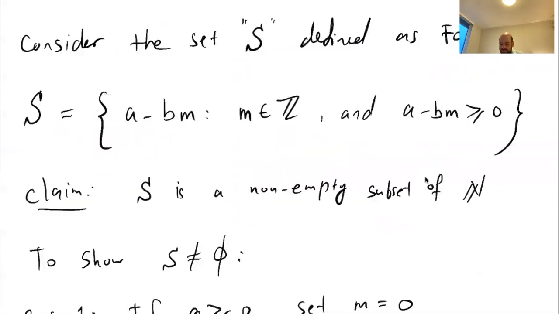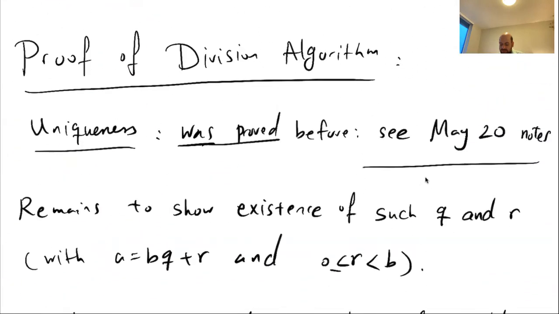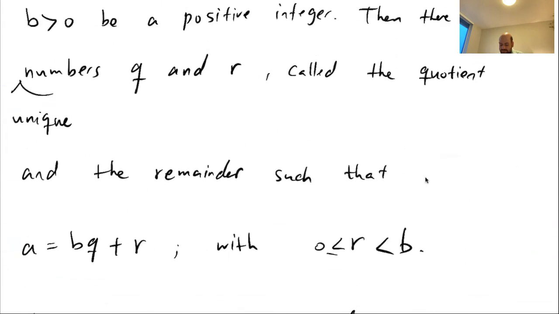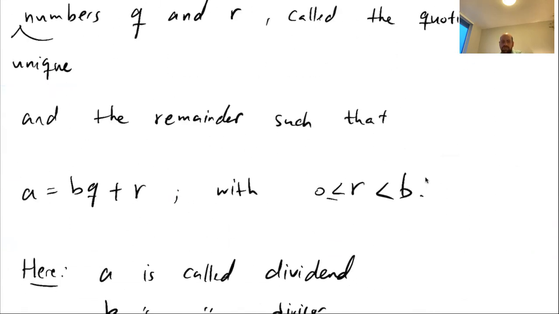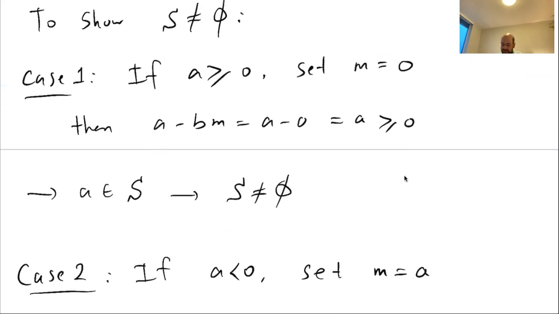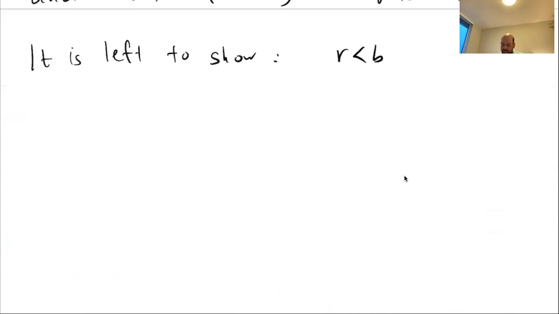Again, please look at the statement one more time. A equals BQ plus R, we have it. R bigger than or equal to 0, we have it. And less than B, we still need to prove this part. Okay, so how can I show that R is less than B? I'm going to use proof by contradiction to prove R less than B.